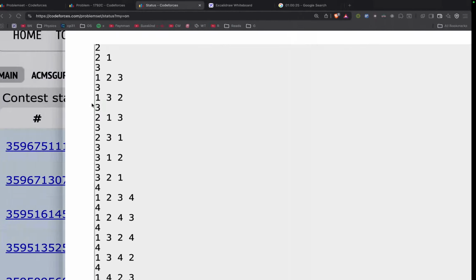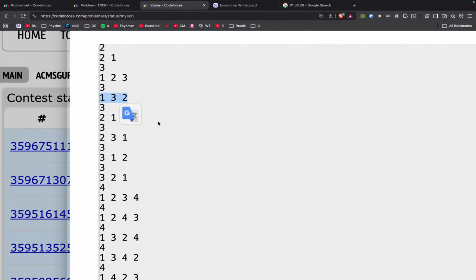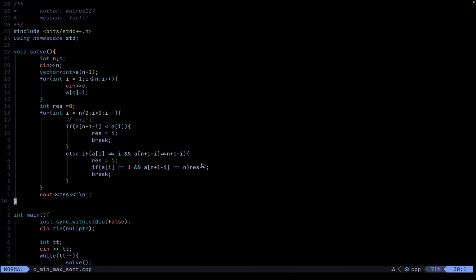Here, 1 3 2. This is odd. That is causing the problem. We begin from the innermost pair and we are not going to the middle element. Okay, we are not going to the middle element.